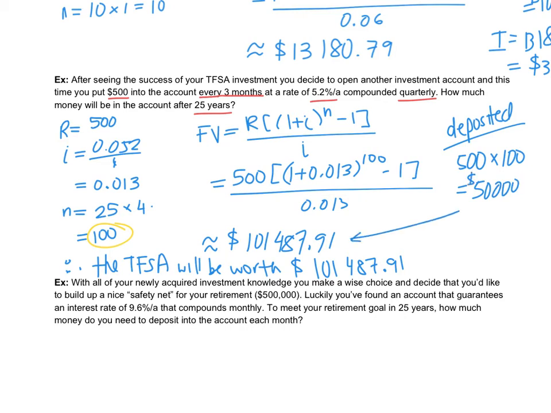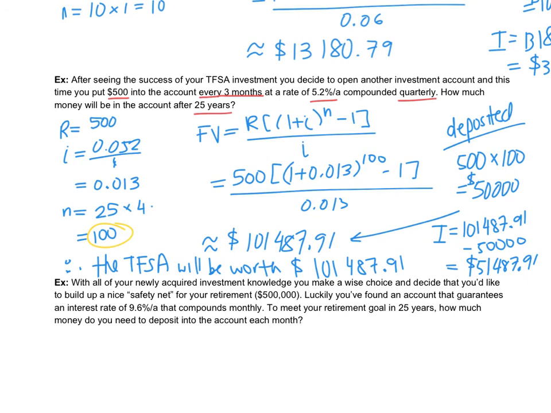And look at that. You more than doubled your money. Now, this percentage isn't very realistic. It would be lower, but still, you can still get a good amount of interest. So when we subtract the two numbers, we end up with $51,487.91 in interest.